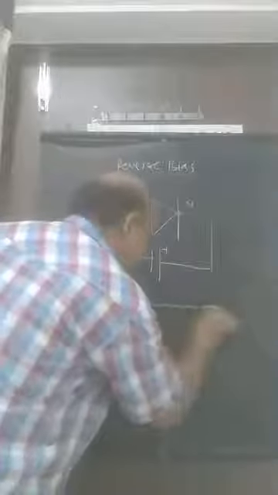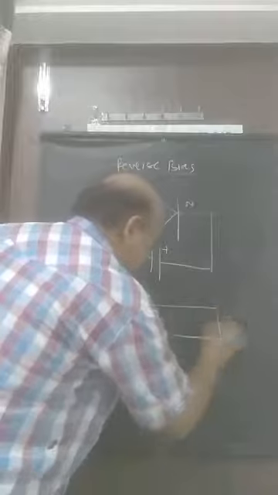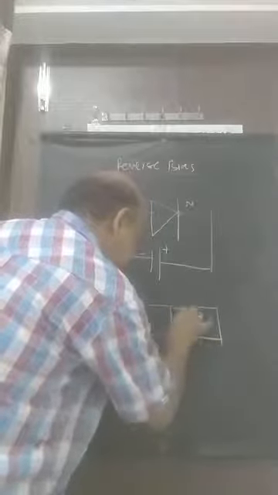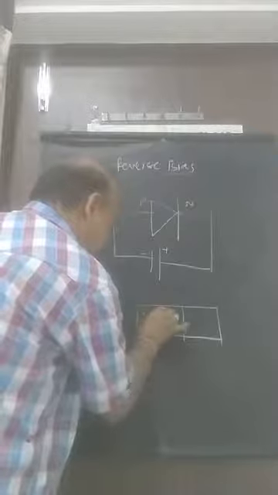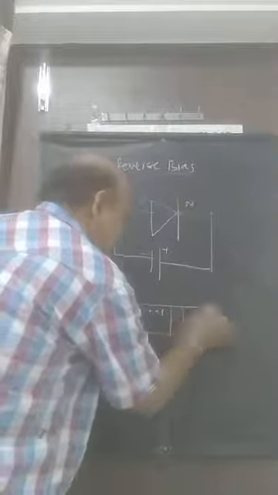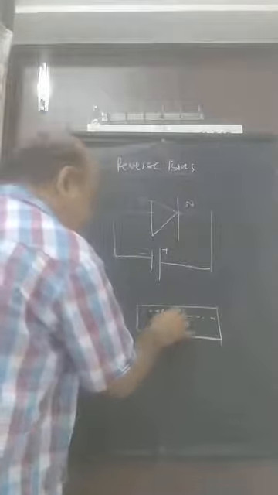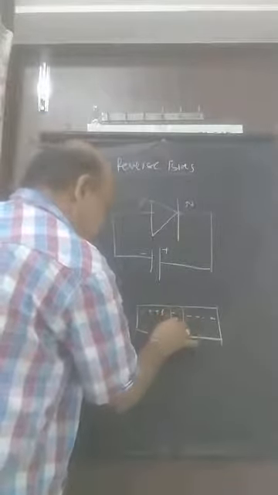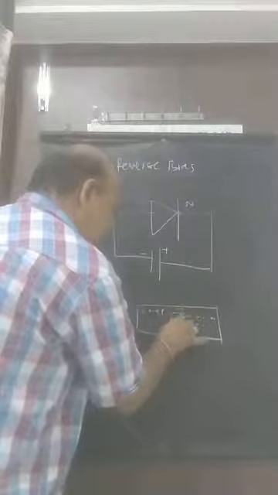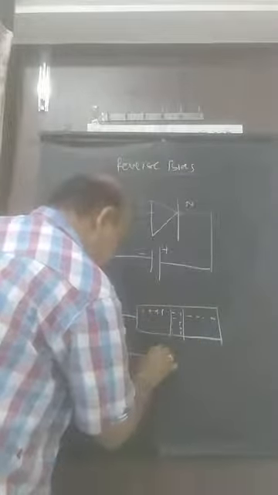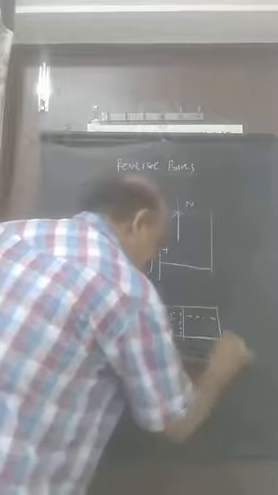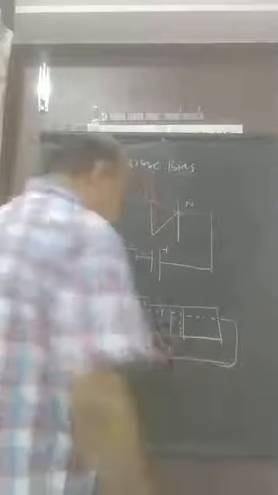This is the diode here, and this is the junction of the diode, which forms the depletion layer. Here positively charged holes are there, and here negatively charged electrons are there, and here is the negatively charged layer, and here the positively charged layer is there. This is connected to the negative side, and this is connected to the positive side.